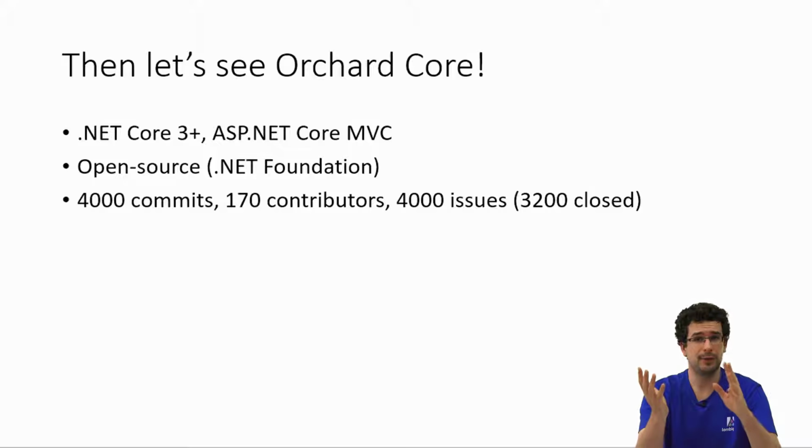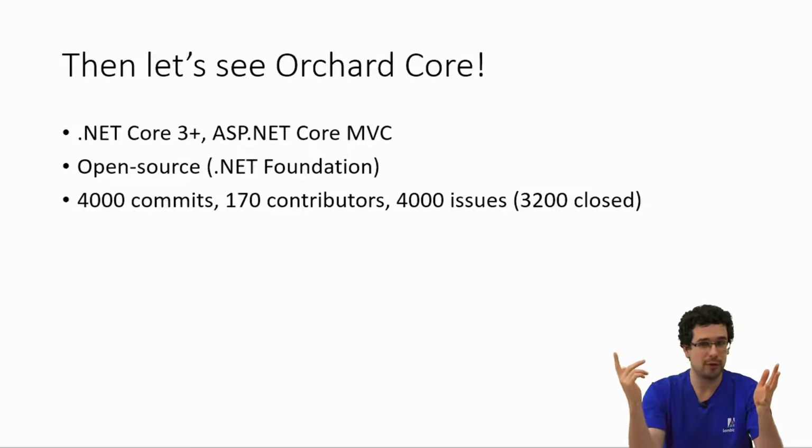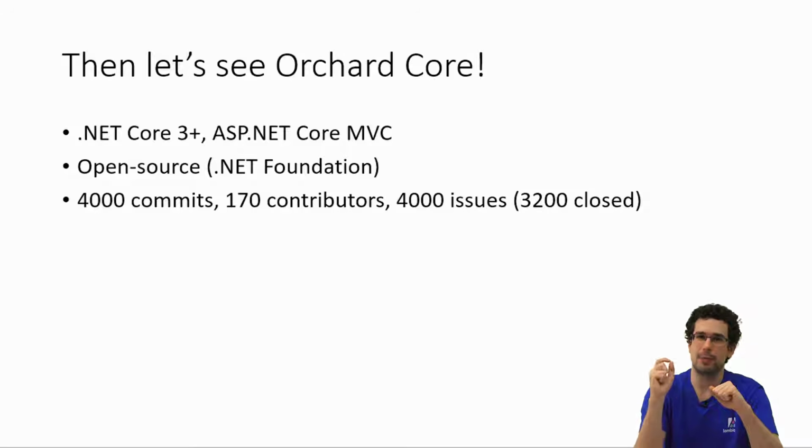And another metric that's interesting here is that on GitHub there are a lot of issues in the Orchard Core project page. There are actually more than 4,000 currently. But the good news is that these are getting closed and fixed and implemented all the time. The overwhelming majority of them is already closed, so 3,200 ones.